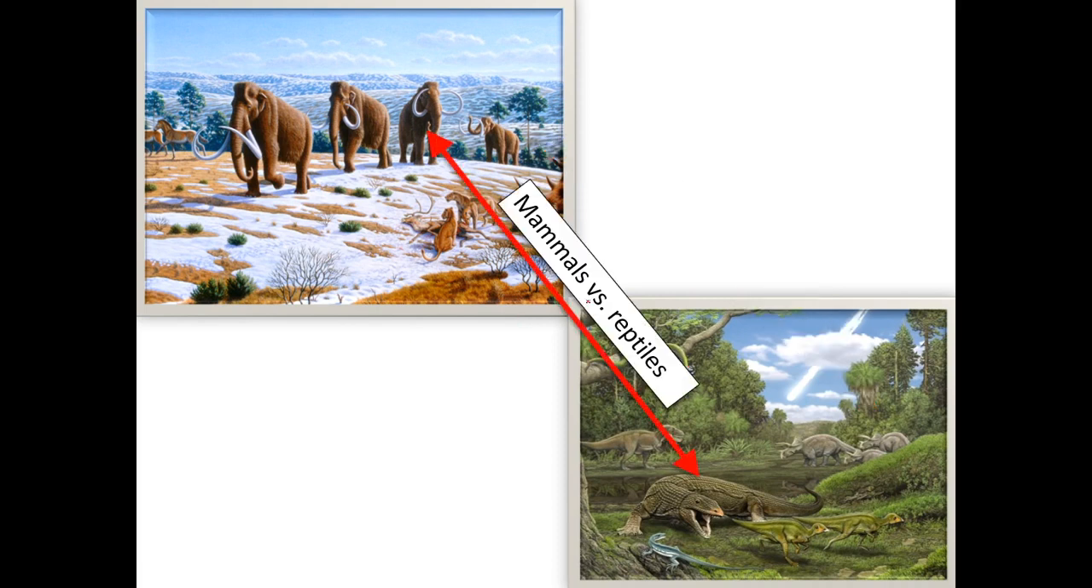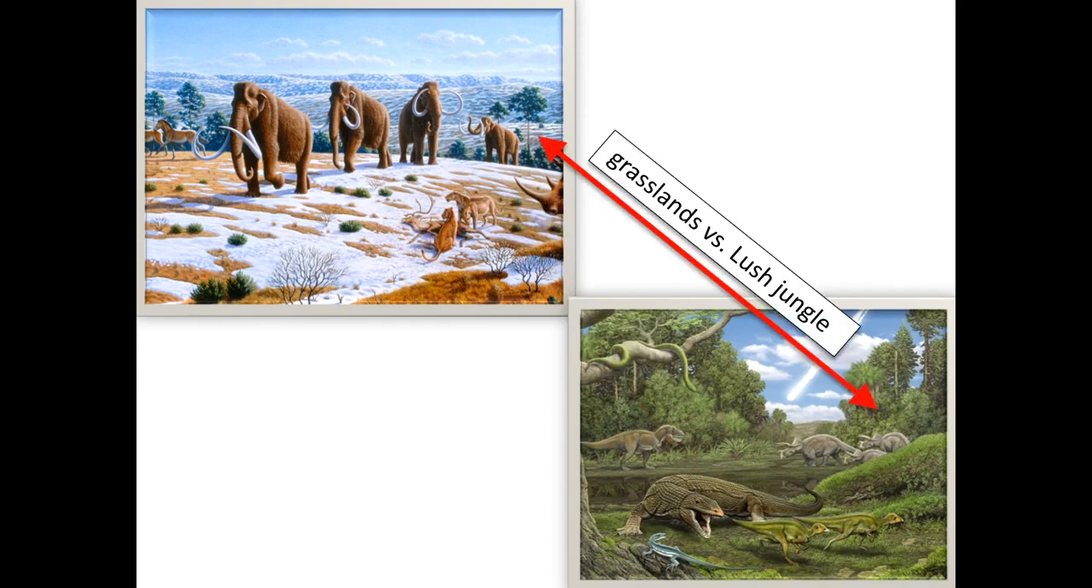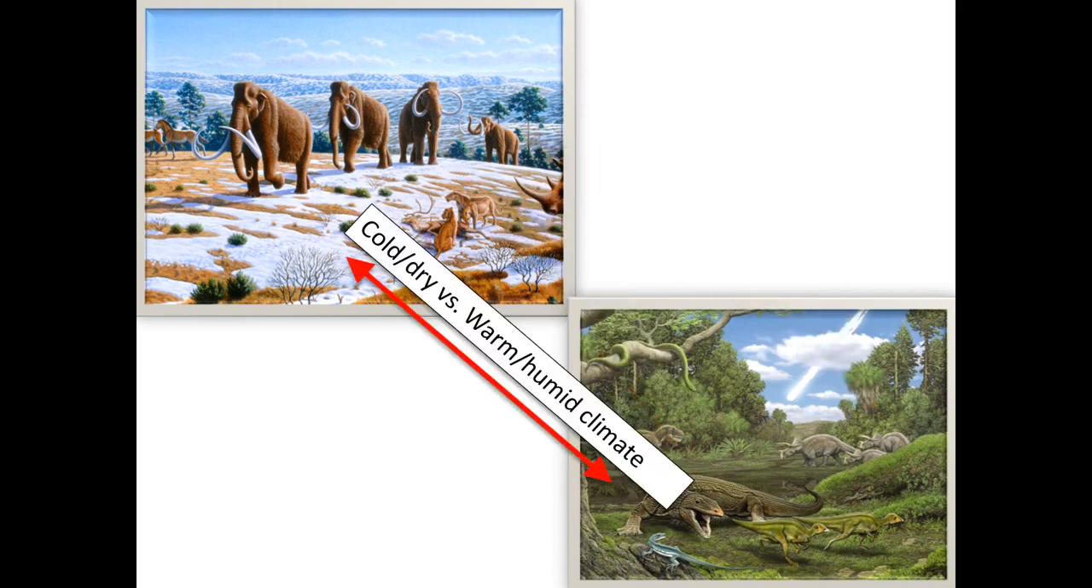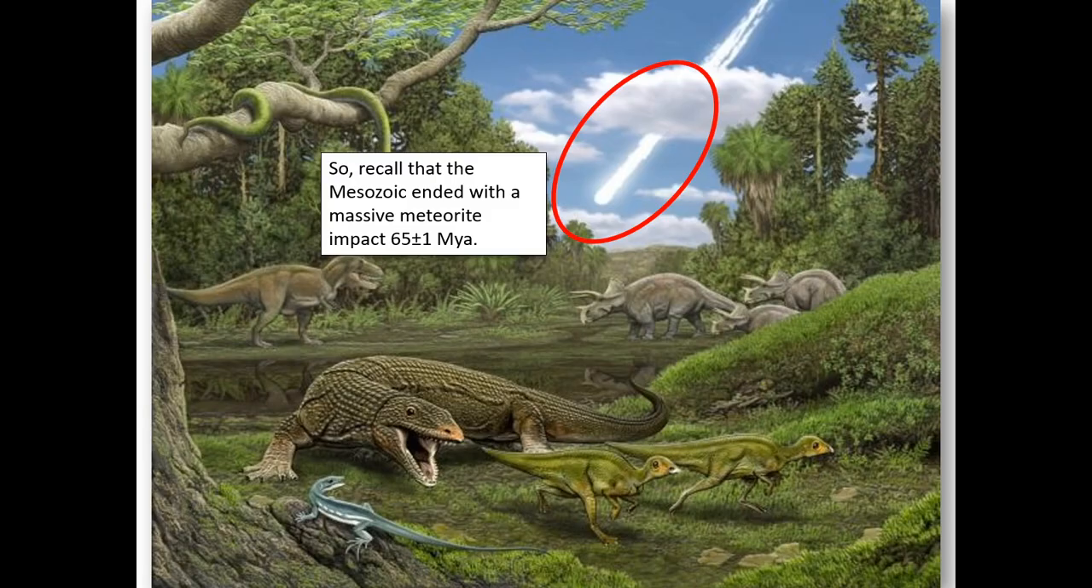Also, you see we have mammals being dominant instead of reptiles. Reptiles are obviously still around, but they're going to fall by the wayside to make room for the mammals and birds. Birds are also a big deal now. The last thing is that climate is changing, so you have relatively cold and dry versus warm and humid climate.